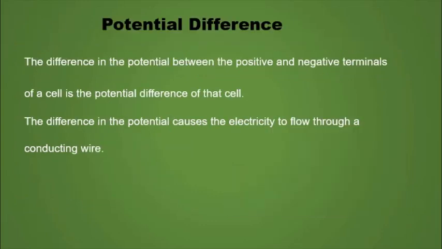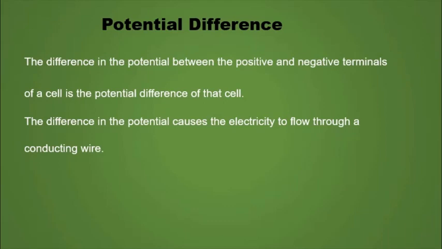So now what is potential difference? The potential difference is the difference in the potential between the positive and the negative terminal of a cell. That is called the potential difference of that cell. The amount of work done to carry a unit charge from point A to point B is called the electric potential difference between the 2 points, and the potential difference is represented by V. The difference in the potential causes the electricity to flow through the conductor.